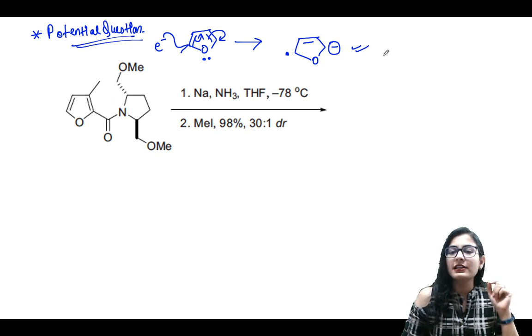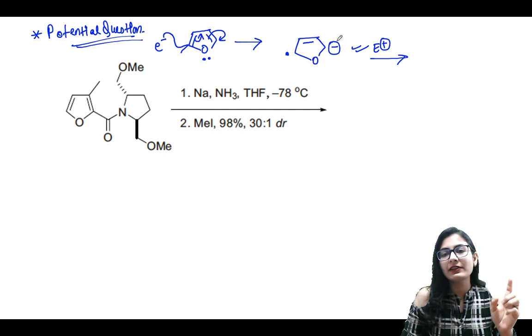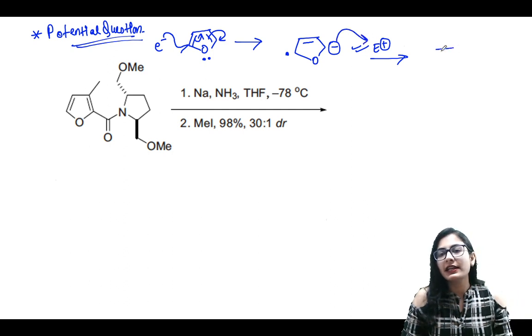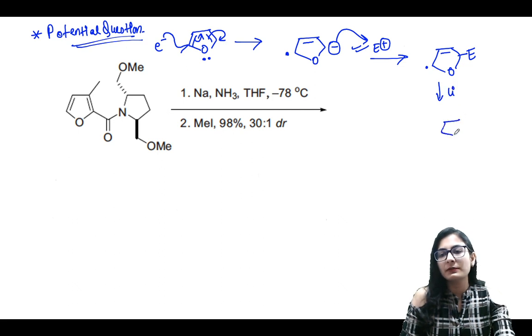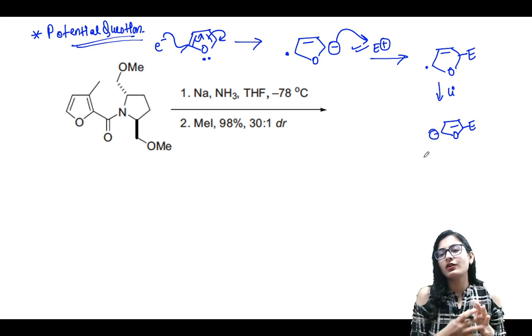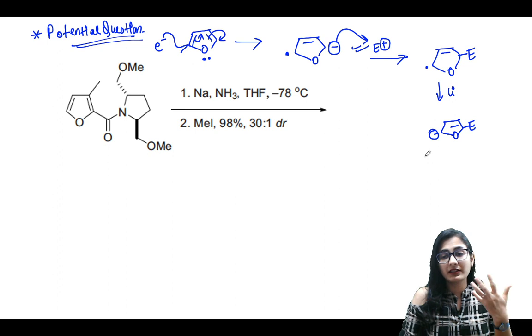Now guys, if I'm giving you any electrophile, the electrophile will definitely be attacked by the negative electron density, and we can get something like this. Now this is a radical. It is going to take one more electron from lithium and become something like this, a negative ion, and again it can take up a hydrogen or it can take up another electrophile.